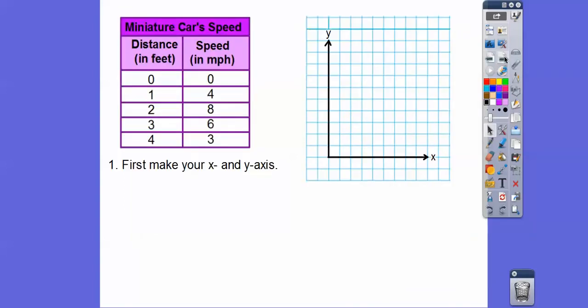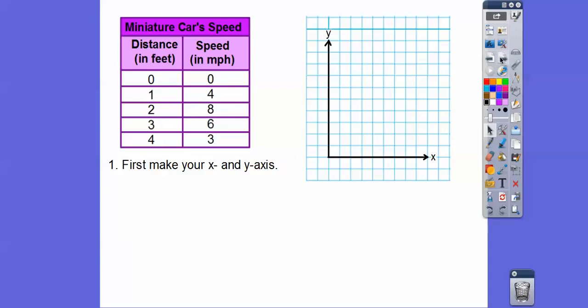Okay, so first thing we've got to do is make our axes, our x and y axes. Always the horizontal is our x axis and the vertical is our y axis. Remember x comes before y in the alphabet, so these will represent our x numbers. These will represent our y numbers. So 0, 0, 1, 4, 2, 8.